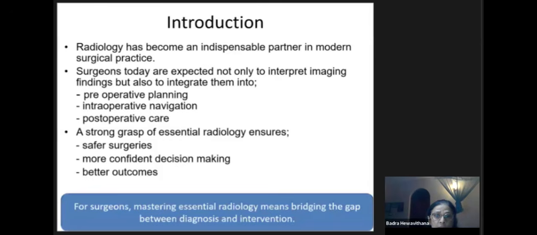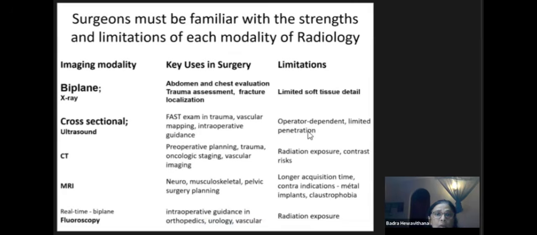So for surgeons, if you master essential radiology, you are trying to bridge the gap between the diagnosis and the surgical intervention. Surgeons must be familiar with the strengths and limitations. That is why there are so many modalities. We would be the luckiest lot if there were one modality which showed everything under the sun. So you should know the strengths and limitations of each modality.